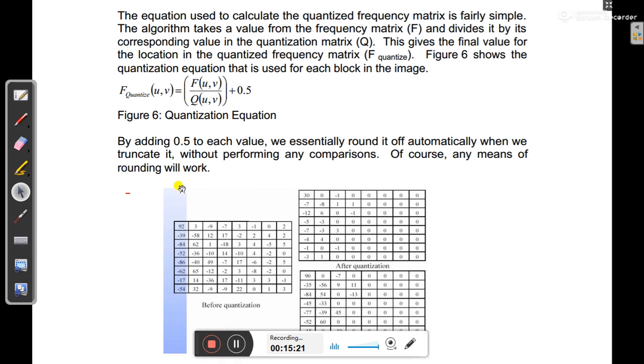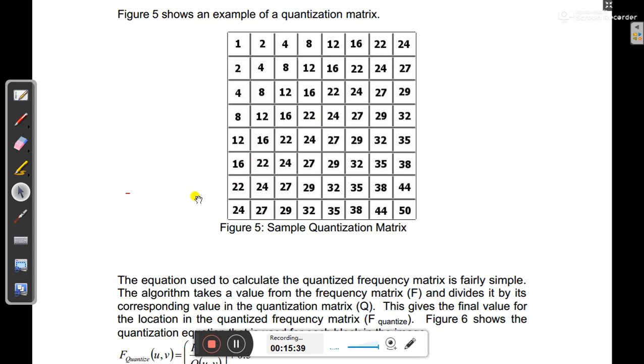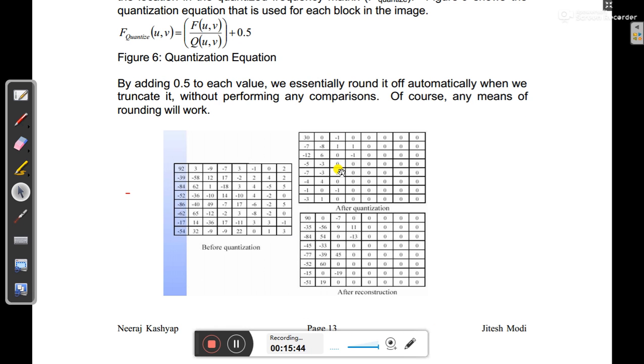Of course, any means of rounding will work. Here you can see before quantization the frequency values are like this, and after quantization this will become like this, and then it will be reconstructed. So this is before quantization. If you divide by these values, then you will get this one. Then after reconstruction you will get this one.